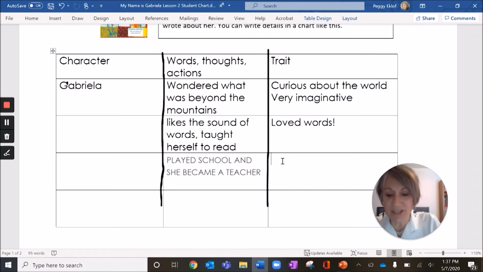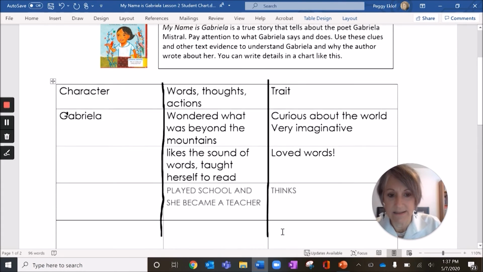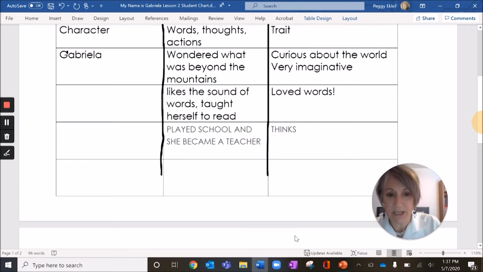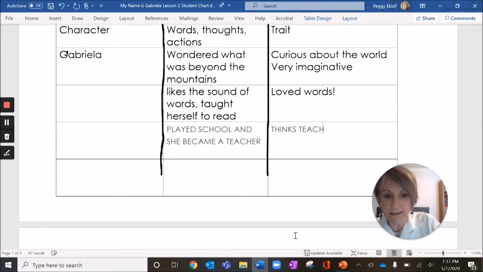So I'm going to record that she thinks, and let me move this so you can see it. She thinks teaching and learning are important.